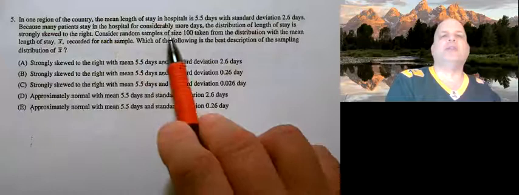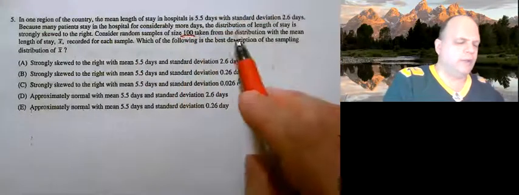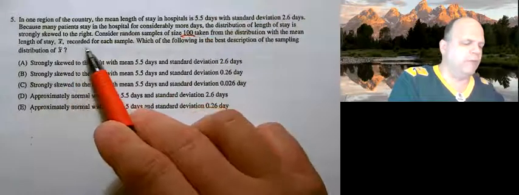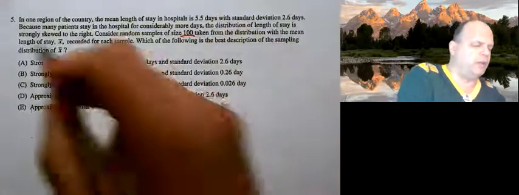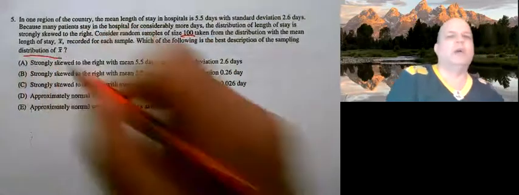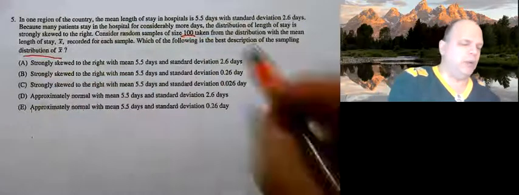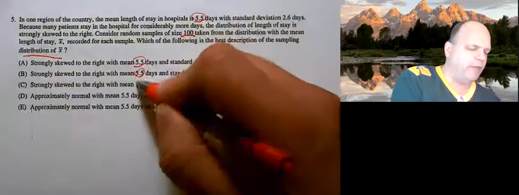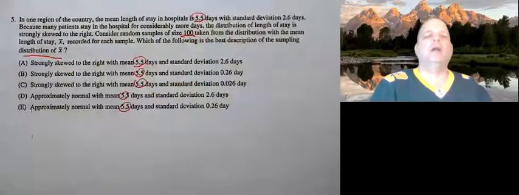Consider the random sample size 100, that's important, taken from the distribution with mean length of stay. X bar is recorded for each sample. Which of the following is the best description of the sampling distribution of X bar? Well, the nice part is the mean of X bar will never change, so it's 5.5. Well, we have 5.5 on every single one of the answer choices, so that didn't help out a lot.